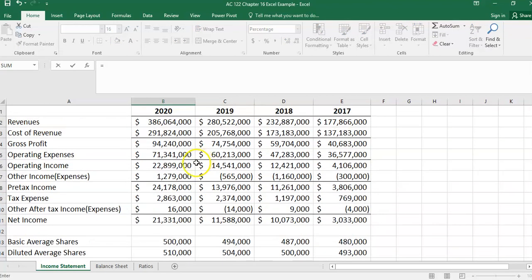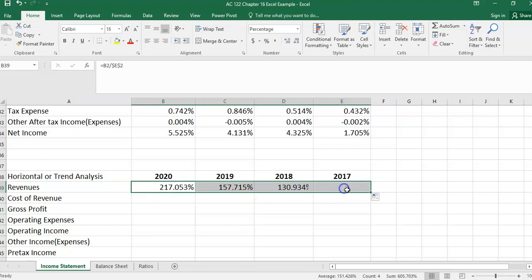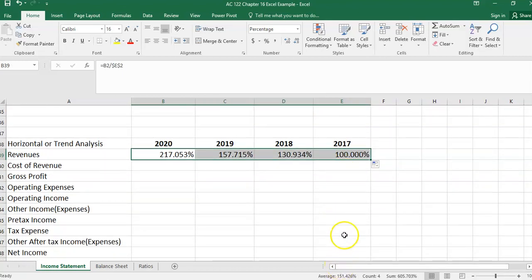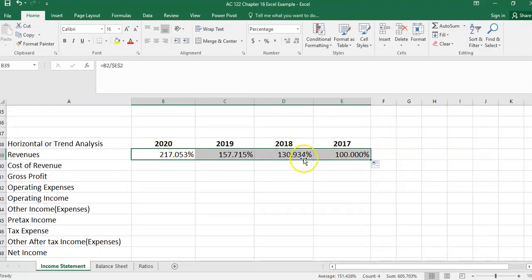For this, I want revenues from 2020 divided by revenues in 2017. And I want all revenues from every year divided by the revenues in 2017. So the entire column for 2017 should be 100%. That's our base year. Everything else should show growth or decline from 2017. The entire 2017 column should be 100% when we're doing horizontal or trend analysis.